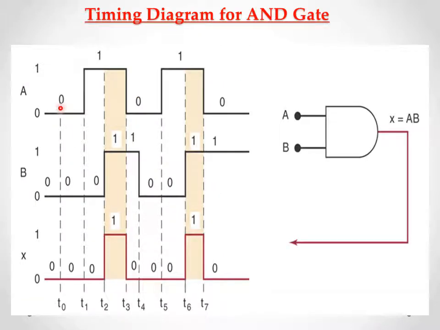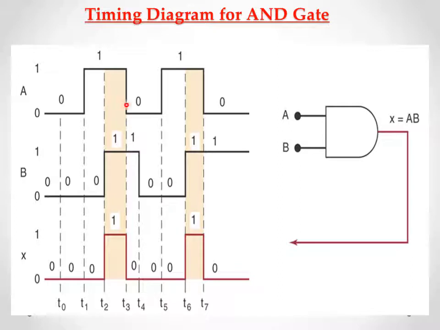This is the waveform for input A and this is the waveform for input B. Then let's see what the output waveform is. So now 0 to T instant, both the inputs are low, that is 0, 0. So the output is also low. Now T0 to T1 instant, also both the inputs are low, 0, 0. So the output is also 0. Now T1 to T2 instant, input A is 1 and input B is 0. So 1 into 0, the output is 0.